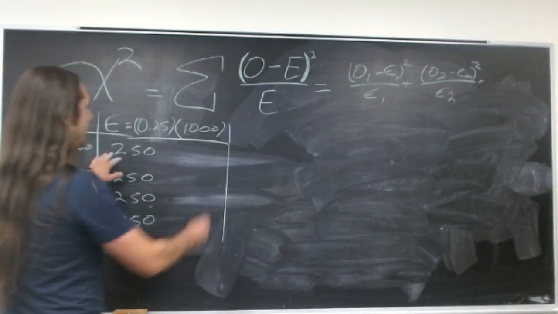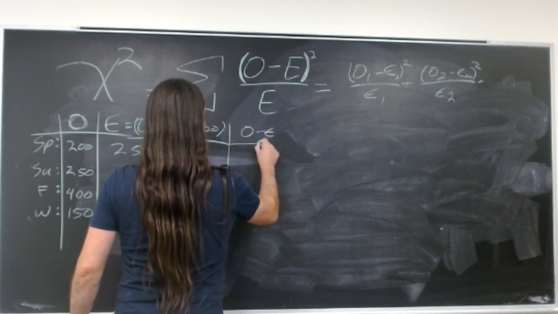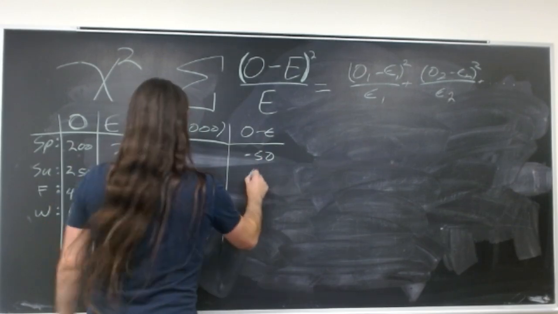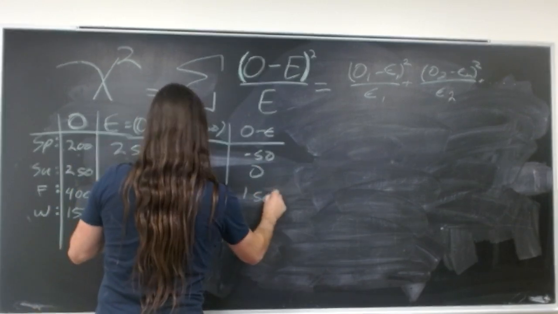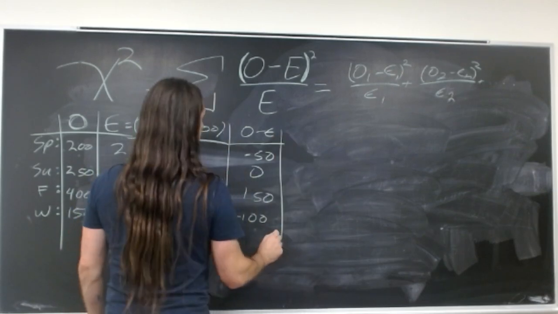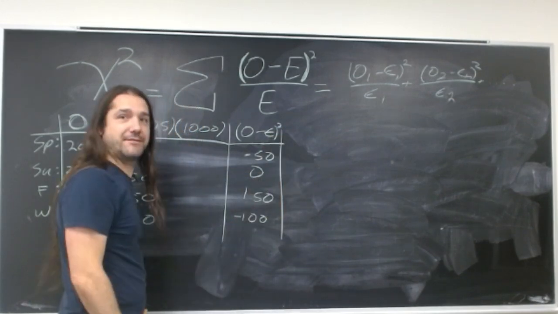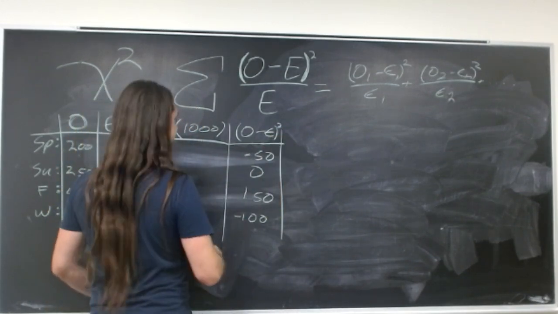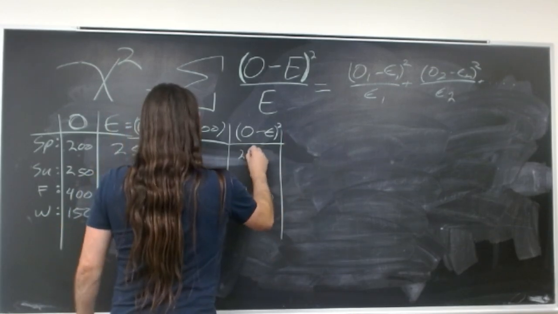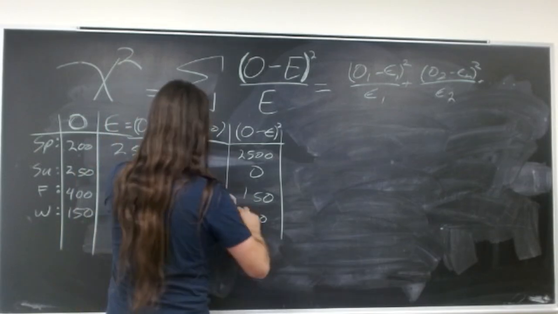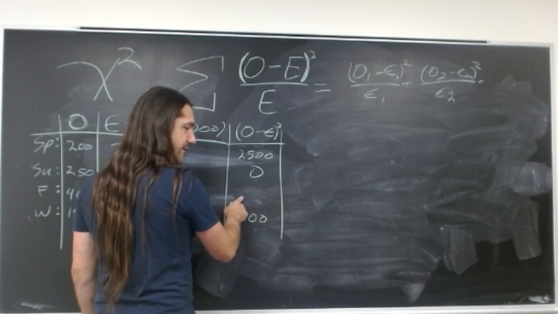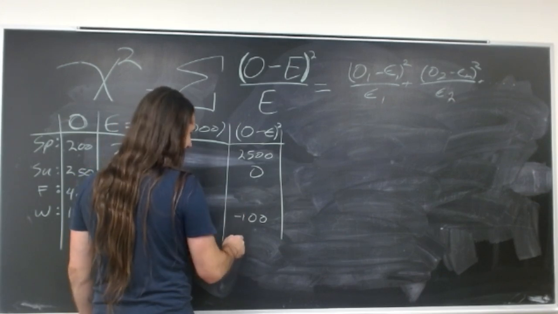All right, so here we'll do O minus E. Negative 50, 0, 150, and negative 100. And now, I'm just going to do it in this column because I can. Square it. 0 squared is zero. What's 150 squared? 22,500. And then here is 10,000.